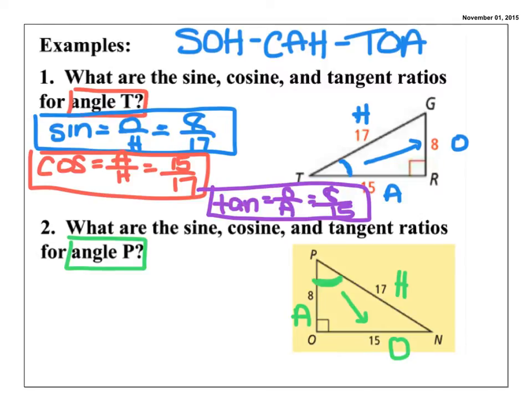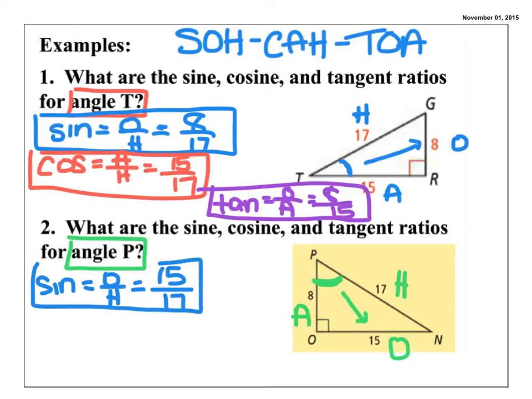So going through my ratios, I'm going to start with sine here. And we know based on SOHCAHTOA, the SOH part tells us that sine is opposite over hypotenuse. Looking at my triangle, my opposite was 15 and my hypotenuse was 17. So my sine was 15 over 17. And you'll notice that changed from above because my sine up here was 8 over 17. It's now 15 over 17 because I switched angles.